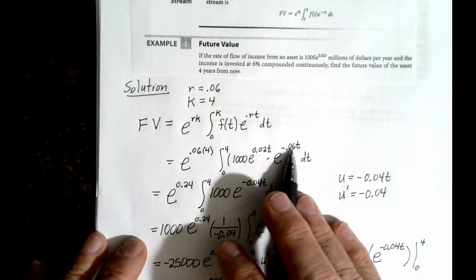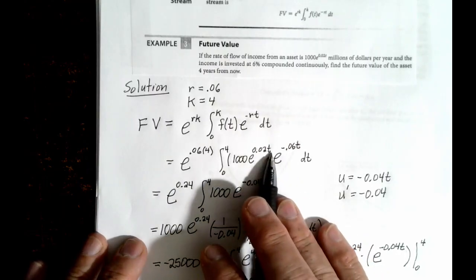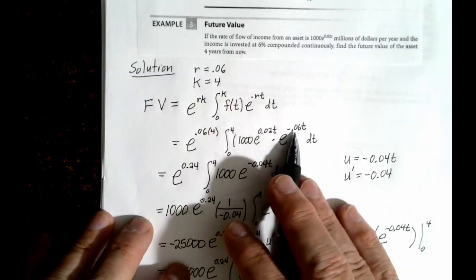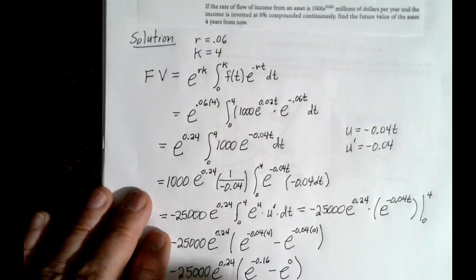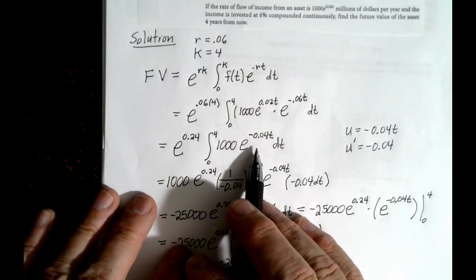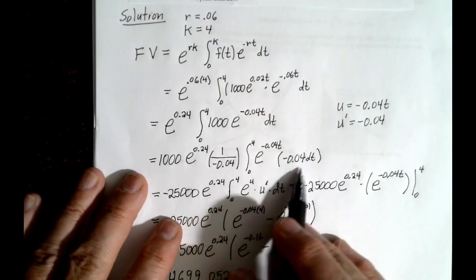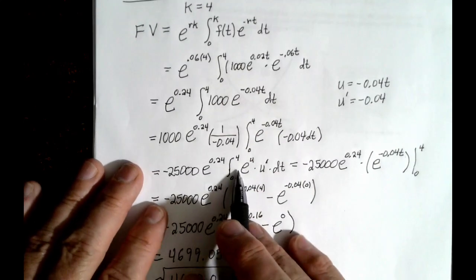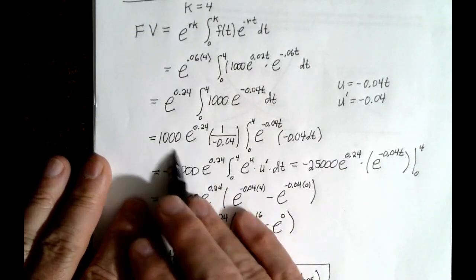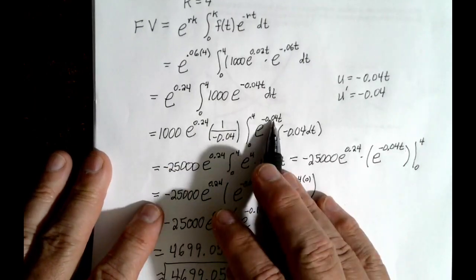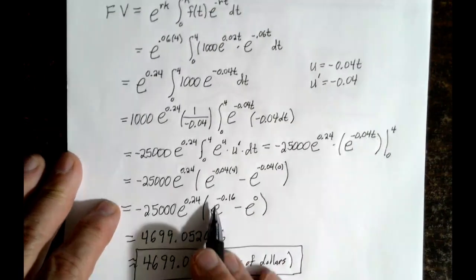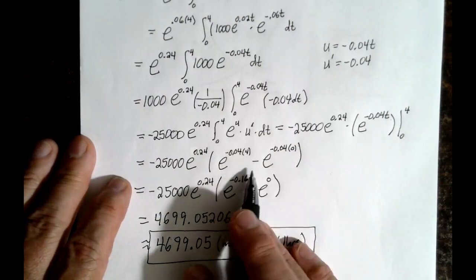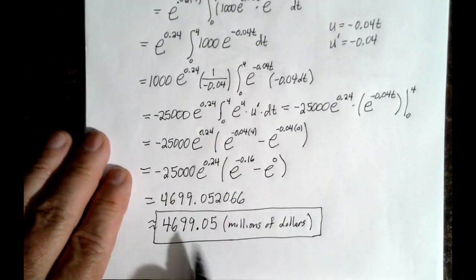And like we did before, you can combine those two because you're multiplying the same base. You add the exponents and you get 0.02 minus 0.06, which is negative 0.04. So if you let that be your u prime, negative 0.04, you've got to introduce that negative 0.04 and divide out that same number. And all of these numbers here are constants, they stay out front. And this guy, when you integrate, you just get e to the u, whatever u is, and you integrate it from 0 to 4. And now you plug in 4, and then you plug in 0 and subtract, and simplify it down, and you get this amount of money. It happens to be in millions of dollars.